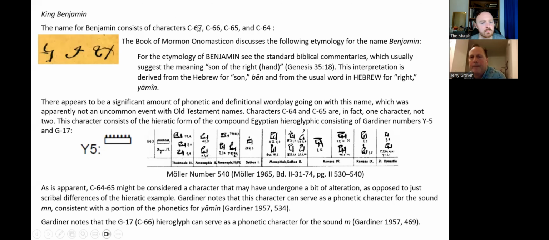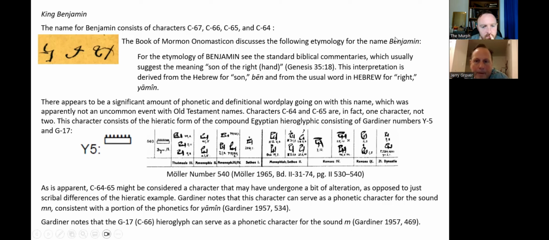Okay. So again, these get a little complicated, and that's one reason I'm talking about them in some detail, because it's not so straightforward. Other glyphs, like this one that means mountain. Here's mountain, so we're dealing with some more complex glyphs. This is the name of King Benjamin. The Book of Mormon onomasticon suggests the meaning 'son of the right,' though they don't tell you how they arrive at that.